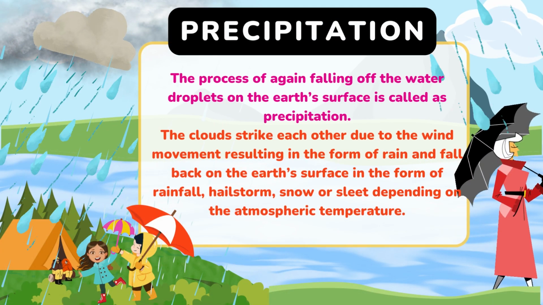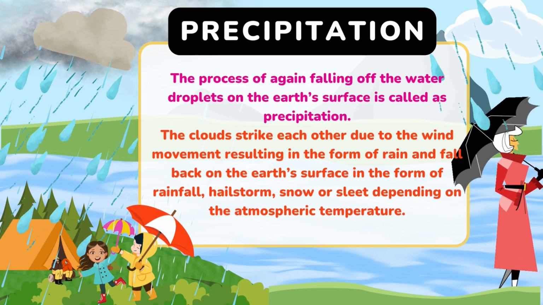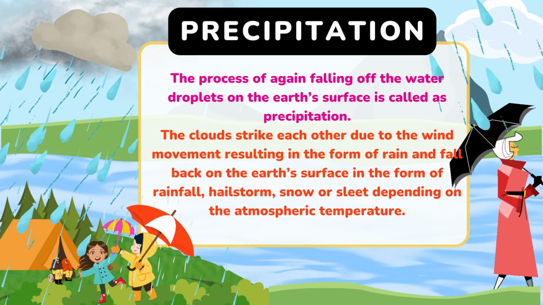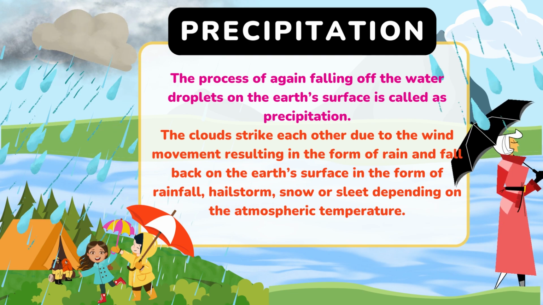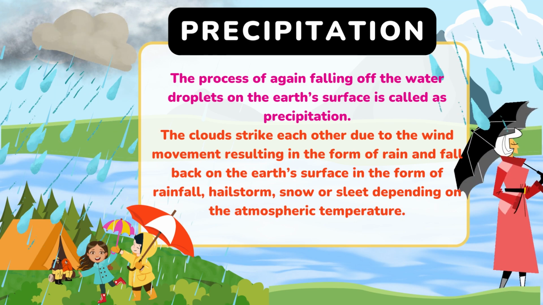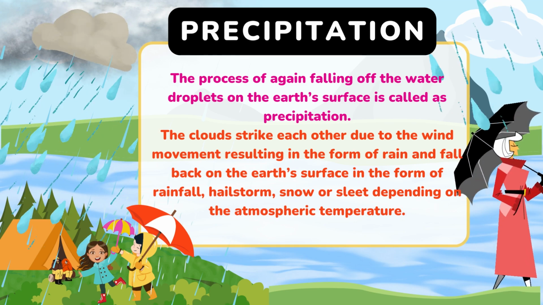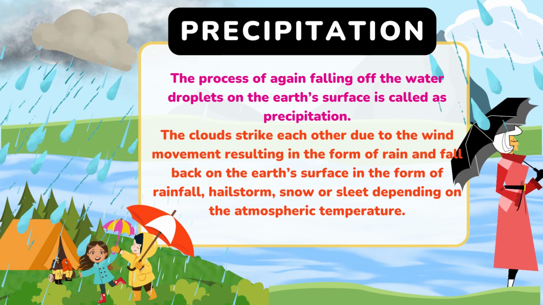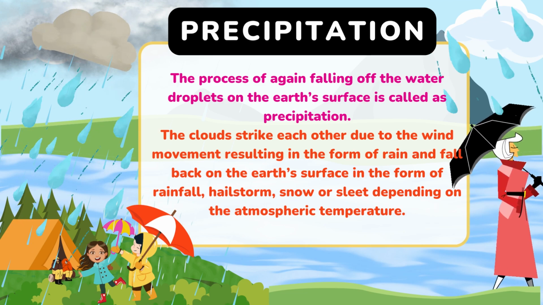Precipitation occurs when the air cannot hold any more water droplets. The process of the water droplets again falling on the Earth's surface is called precipitation. The clouds strike each other due to wind movement, resulting in rain, and fall back on the Earth's surface in the form of rainfall, hailstorm, snow, or sleet depending on the atmospheric temperature.